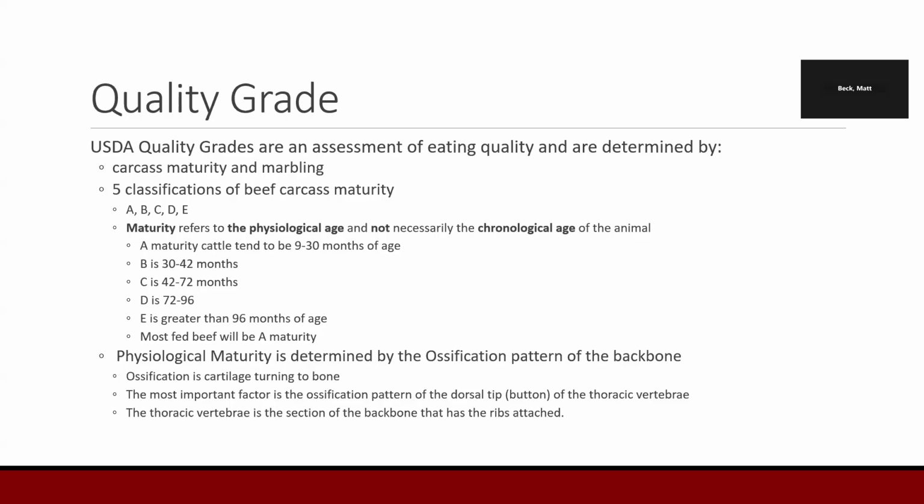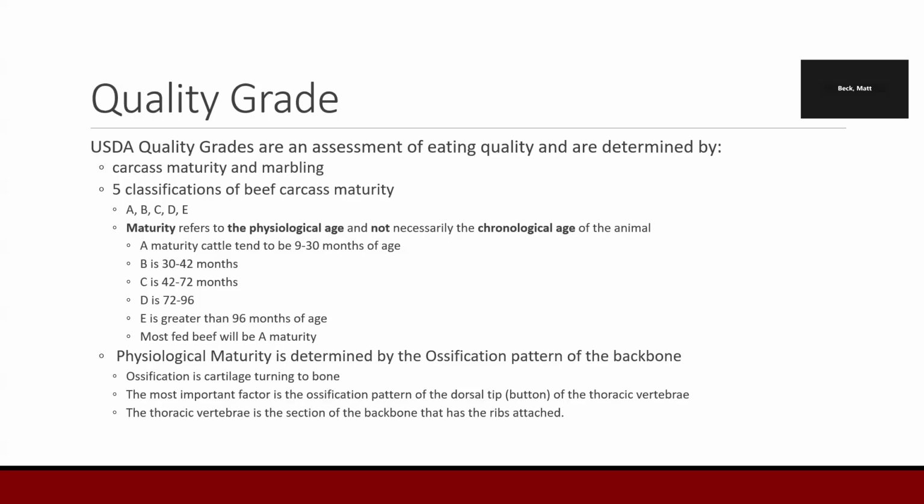Okay. There are 5 classifications of beef carcass maturity: A, B, C, D, and E. A maturity tends to be with cattle that are 9 to 30 months of age. B is 30 to 42 months of age. C, 42 to 72. D, 72 to 96. E is anything greater than 96. Most animals that we feed in the U.S. in feedlots that are getting finished in a feedlot will grade A mature carcasses.